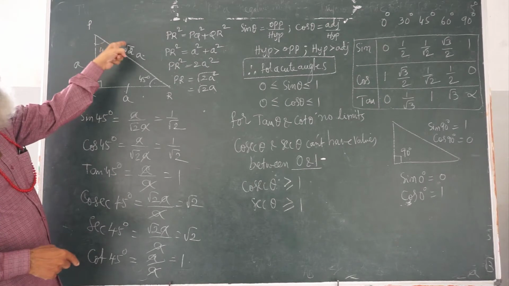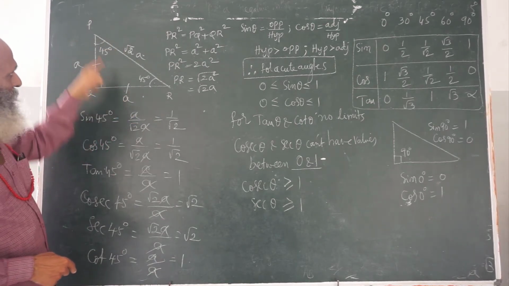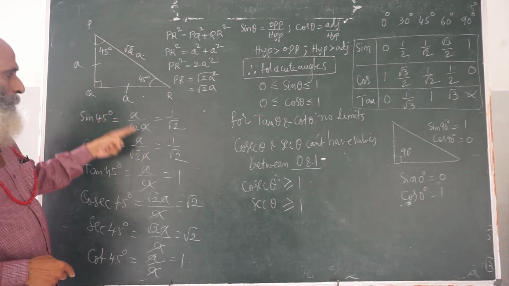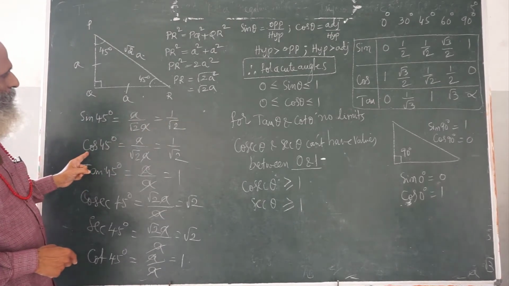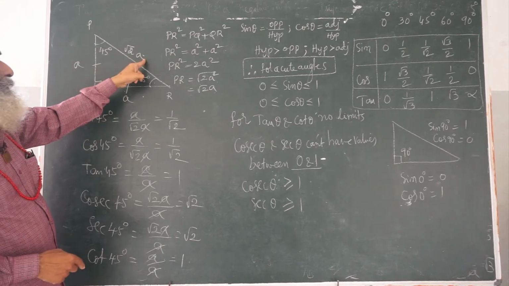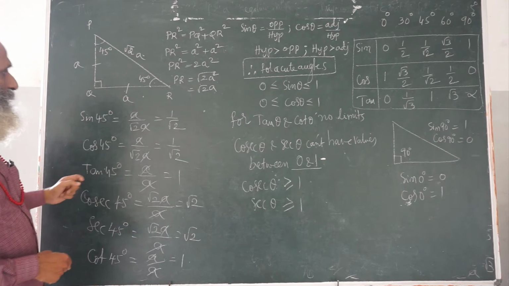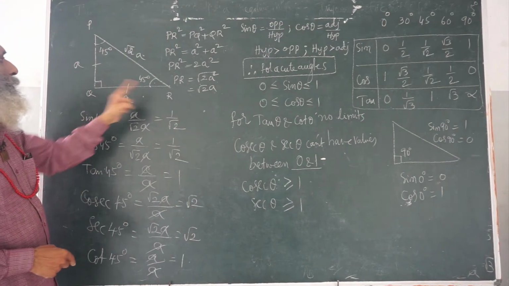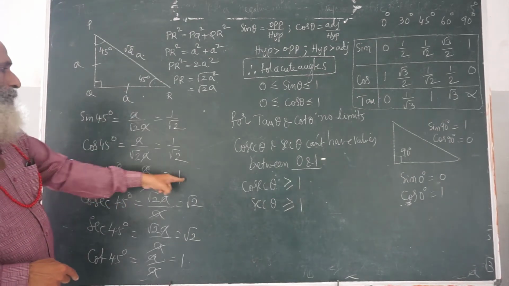Sin 45 is opposite side by hypotenuse. Opposite side is QR, which is A, and hypotenuse PR is root 2A. So, A by root 2A, A cancelled, 1 by root 2. Cos 45 is adjacent side PQ by hypotenuse, so A by root 2A, A cancelled, 1 by root 2. Tan 45 is opposite side by adjacent side, QR by PQ, that is equal to A by A, which is 1.